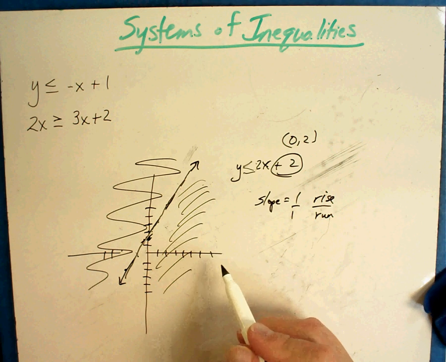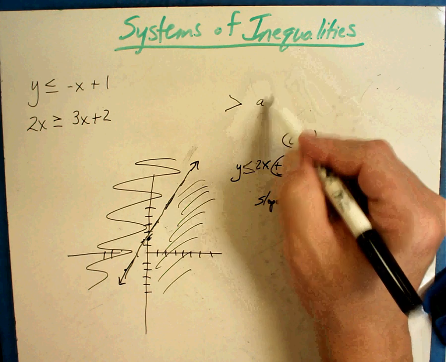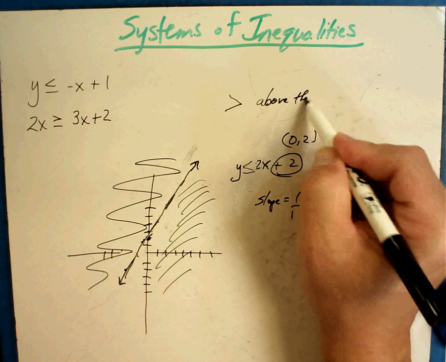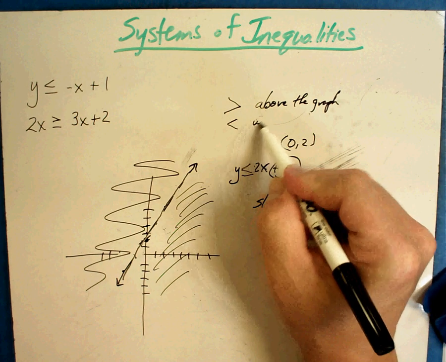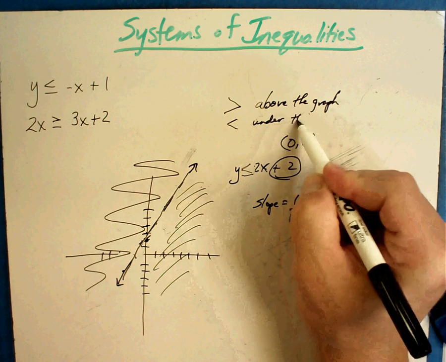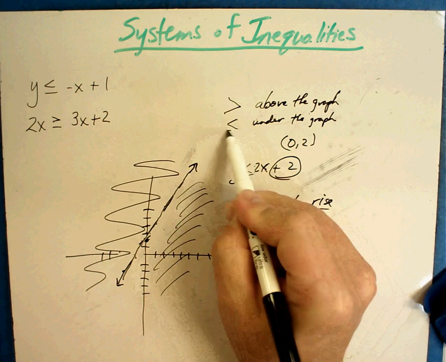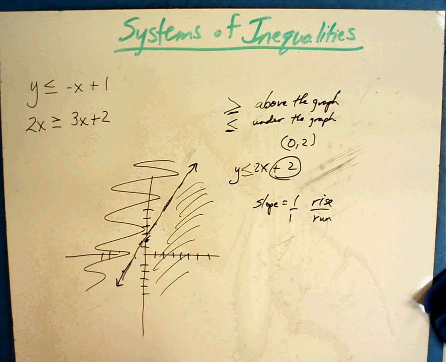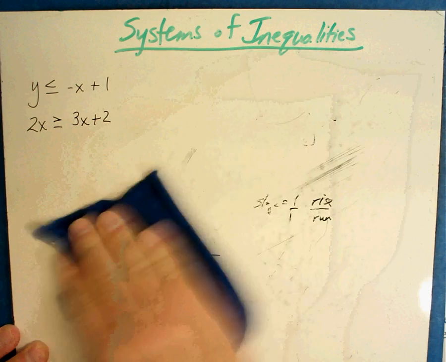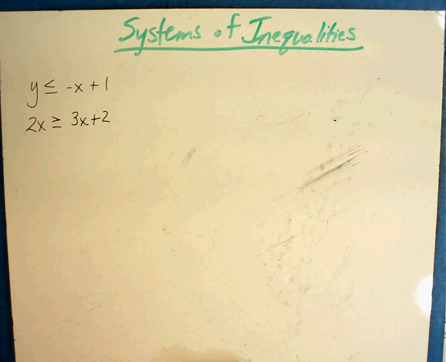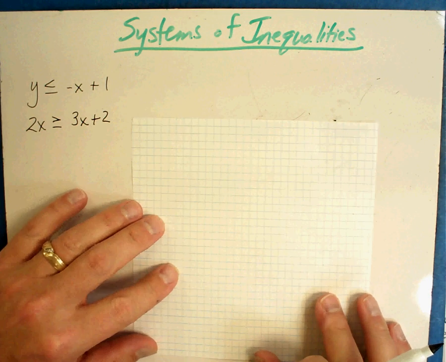So a couple of things to remember. If it's greater than, it's above the graph. If it's less than, it's under the graph. If it's got the equal sign under it, then it's a solid line. So let's look at the two that I have right here. Those were just the basics. Let's take a piece of graph paper and let's draw this one out.